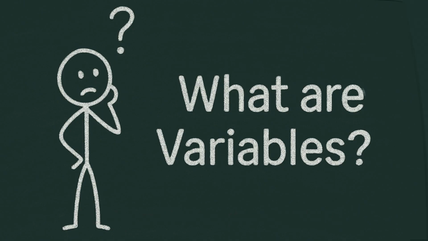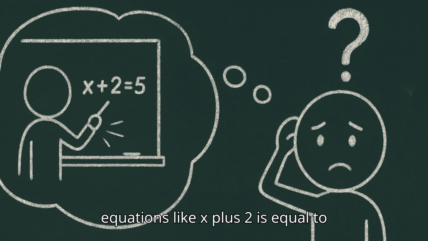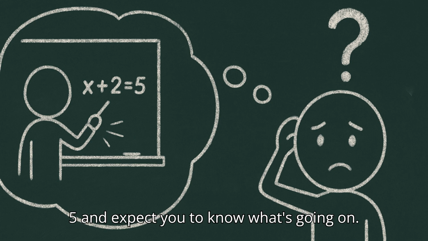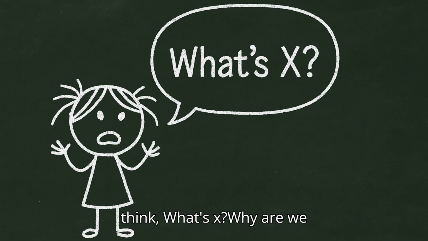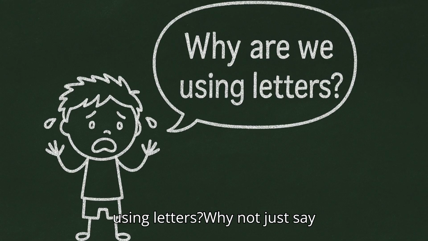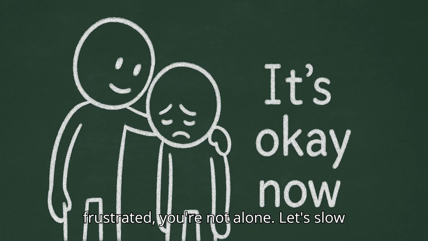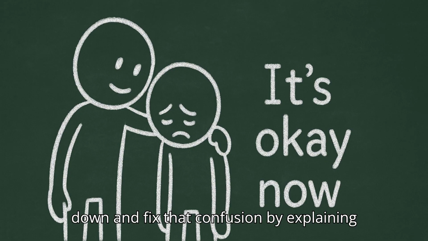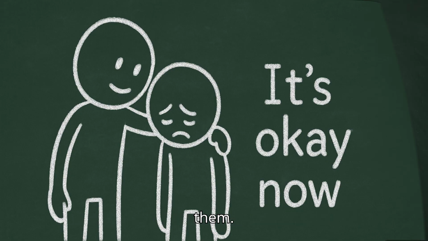Let's jump right in. Sometimes teachers jump straight into equations like x plus 2 is equal to 5 and expect you to know what's going on. That can feel really confusing. People think, what's x? Why are we using letters? Why not just say 3? So if you've ever felt lost or frustrated, you're not alone. Let's slow down and fix that confusion by explaining exactly what variables are and why we use them.